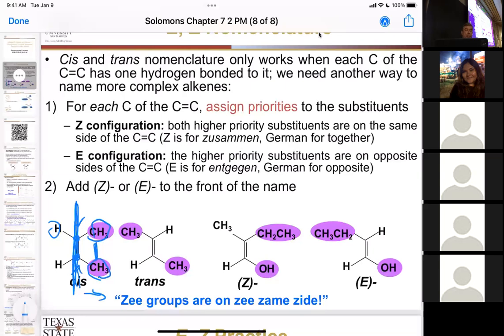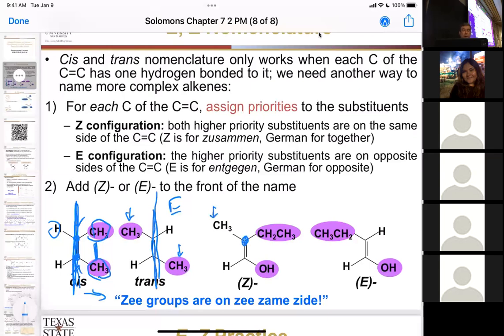And likewise, for trans, this is the higher priority, this is the higher priority. We draw a line down the middle. They're on opposite sides of that double bond, and therefore we have what we call E, which is entgegen, which means opposite. So we have our E and our Z, and they are analogous, but now we can do it with more than 2 groups. So let's look at this one. We're going to do this one right here.